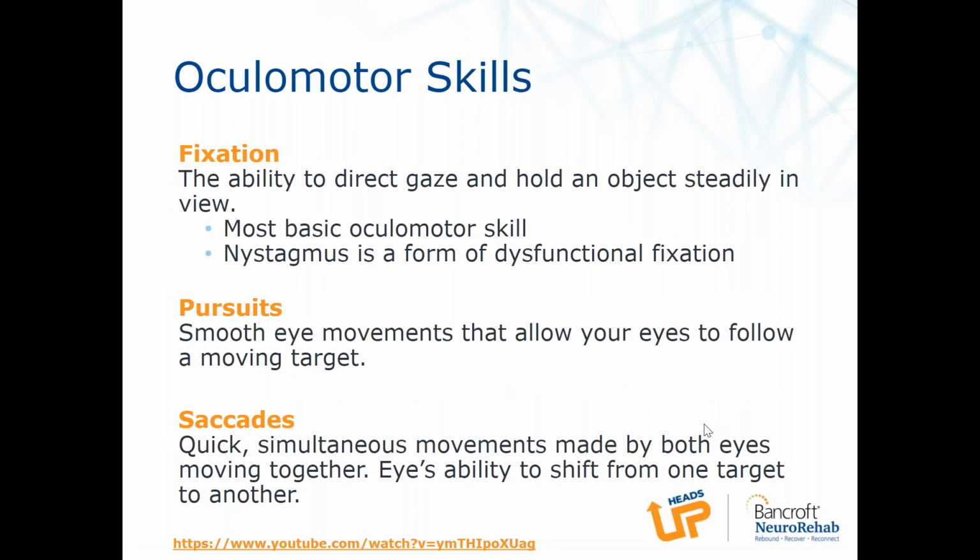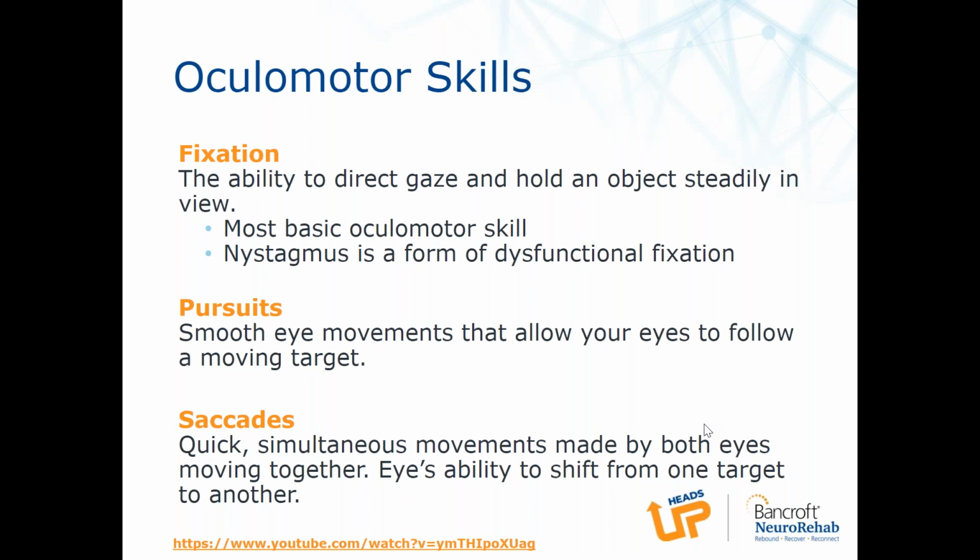So then moving into our ocular motor skills. So this is eye movement skills. There are three main things that our eyes are able to do. Fixate is the first and most basic ocular motor skill. It's the foundation on which our other ocular motor skills are based. And essentially it is the ability to direct and hold a gaze steadily on an object in view.